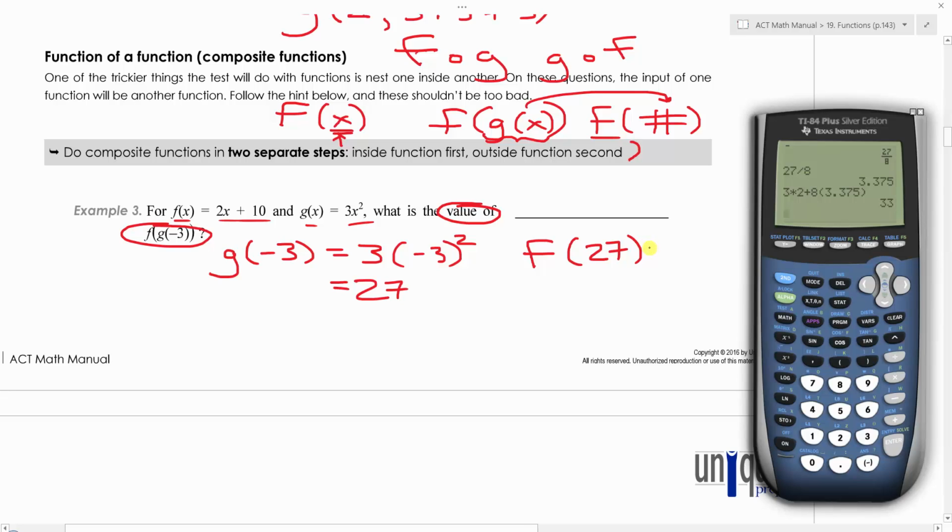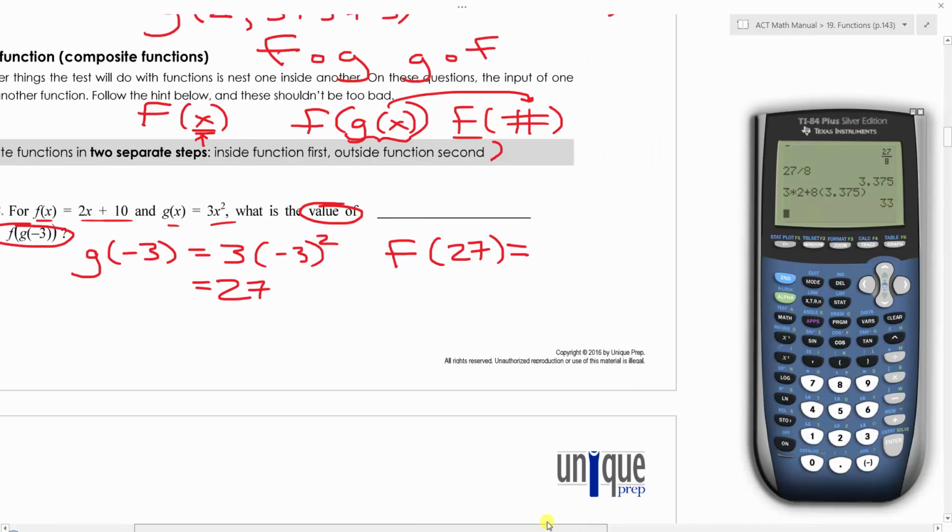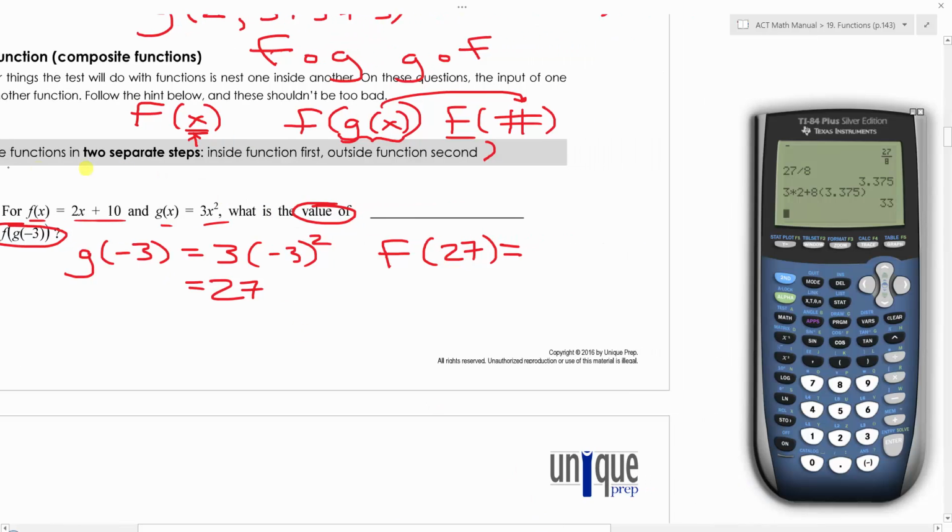Now remember, that has to go in for the f function. So f of 27 equals, now we're plugging the 27 in for our x in the f function. Our x in the f function was here. So 2 times 27 plus 10 is going to be 54 plus 10, which is 64, and we're done.